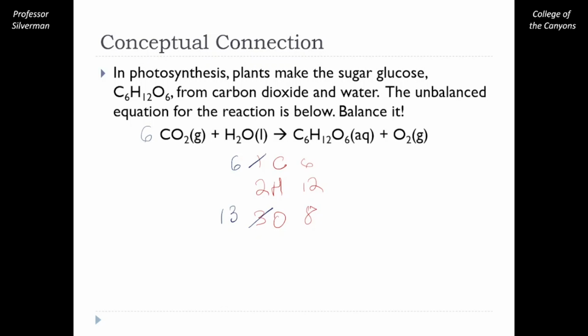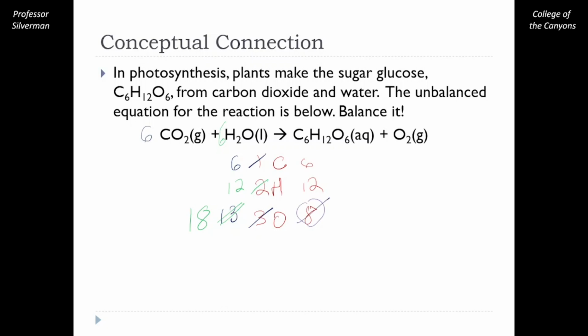Our next step can be to fix our hydrogens. We want to have 12 instead of 2. Again, if we add a 6 here, we end up with 12 hydrogens. Once again, this disrupts our number of oxygens. So now we have 12 plus 6, we have 18 oxygens. And once again, we're a step closer to getting a good final answer.